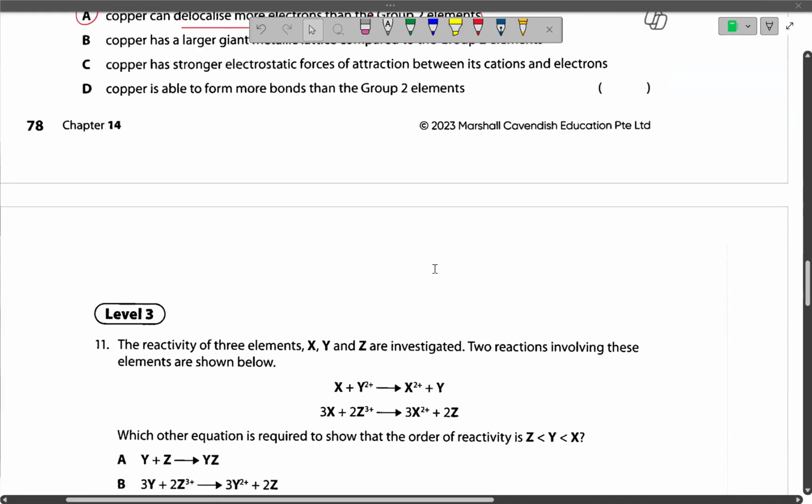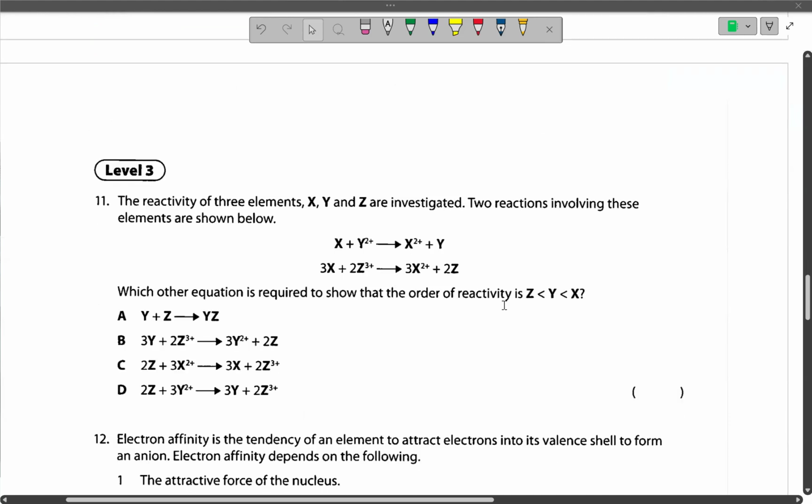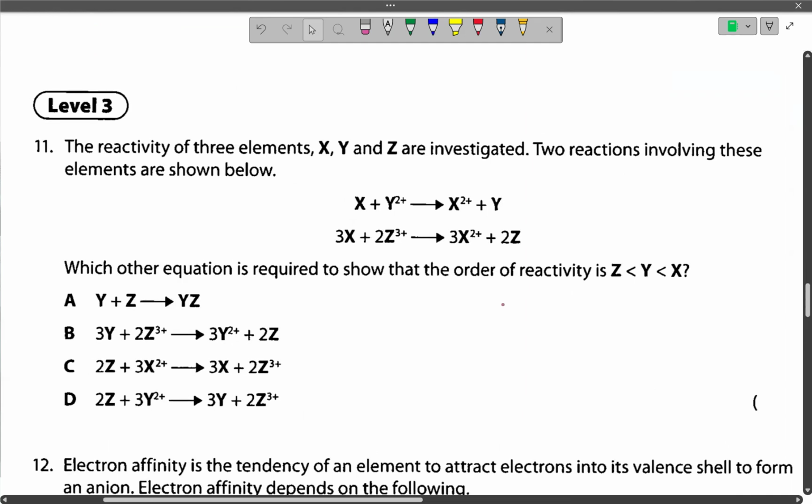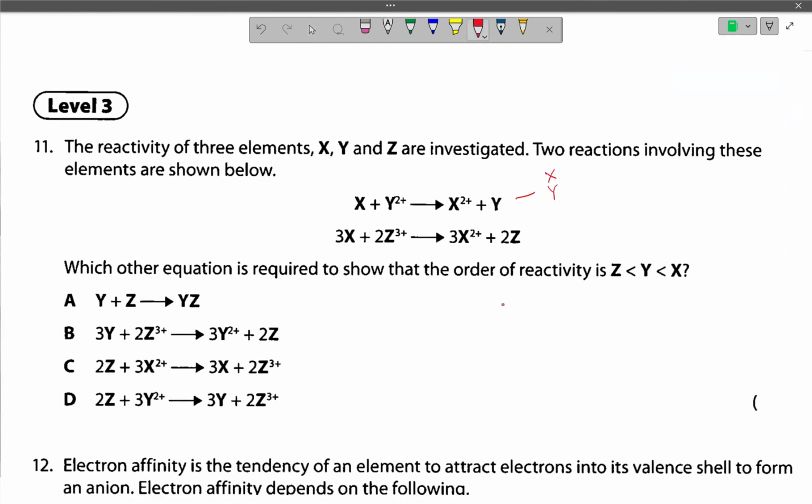Okay, so reactivity. If you can displace the other one, it means you're more reactive. So I will do working. For the first one, I'll put X above Y because Y is being displaced by X. And then the second one is X displaces Z. So which other equation do I need in order to show that Z is the least reactive and X the most reactive? I need to compare Z and Y.